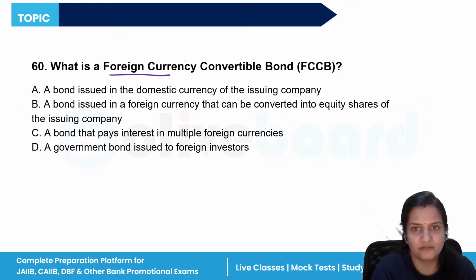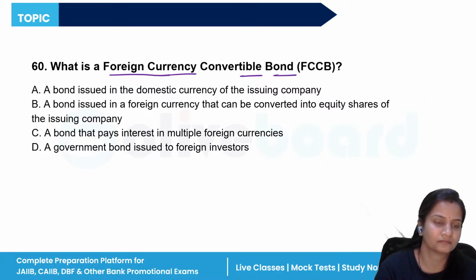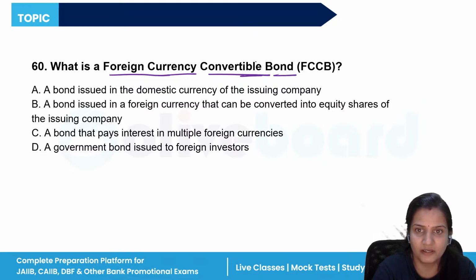Now, what is an FCCB? That is foreign currency convertible bond. There are two parts. One is a bond which is converted into equity shares later on. And foreign currency means currency of any other country. So what is that?